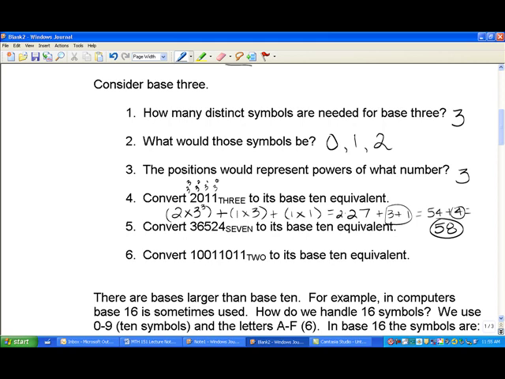Okay, so next step is we have 2 more bases, base 7 and base 2. See if you can convert those into the base 10 equivalent. Remember, in base 7 you want powers of 7. In base 2, you want powers of 2. So go ahead and pause the recording and see if you can figure those out. When we come back, we'll take a look at the answers and see if you are correct.